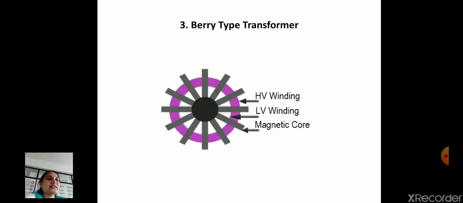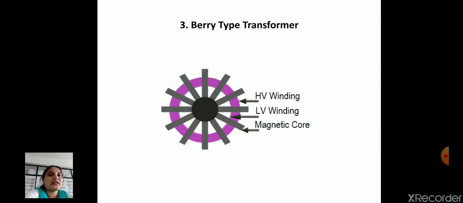And the third one is the berry type of transformer. As we see in the construction of the core, it looks like the spokes of a wheel, where the yokes radiate out from the center. Because of this construction, the berry type of transformer has a distributed magnetic circuit.